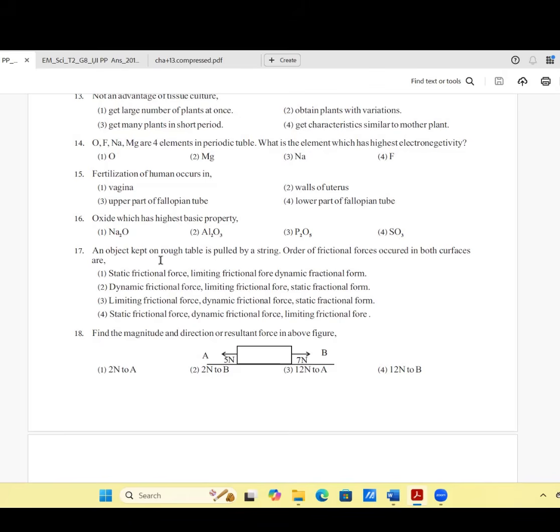An object kept on a rough table is pulled by a string. What is the order of frictional force occurring in both surfaces? Answer 1. Static frictional force before it starts moving, limiting frictional force, and finally dynamic frictional force when it is moving.